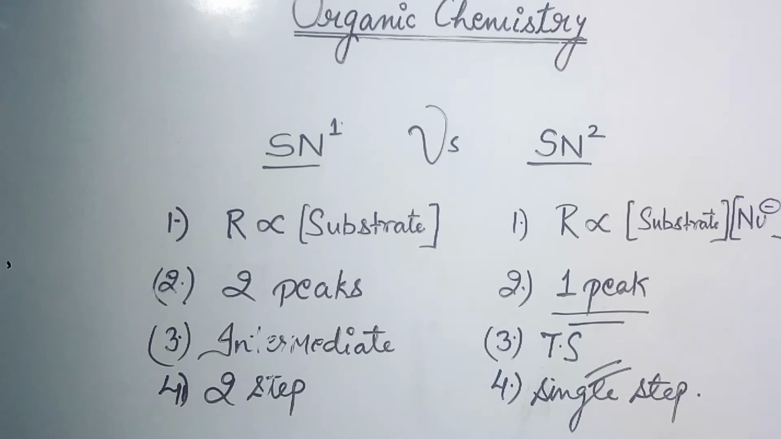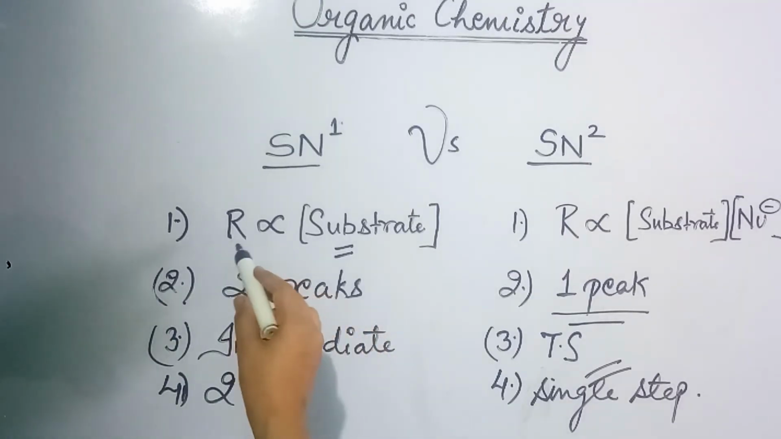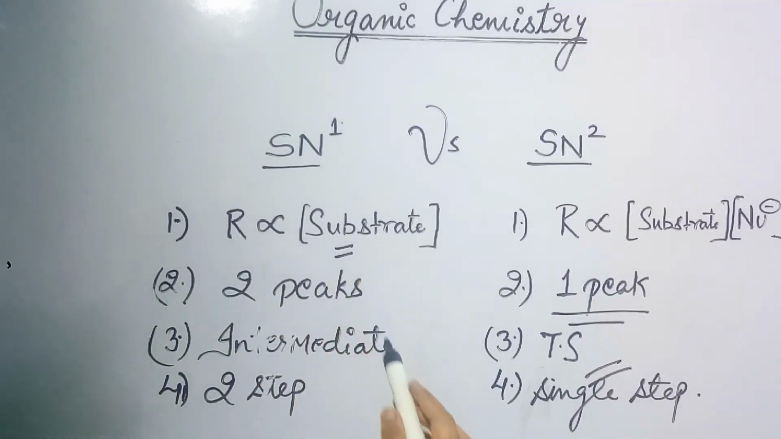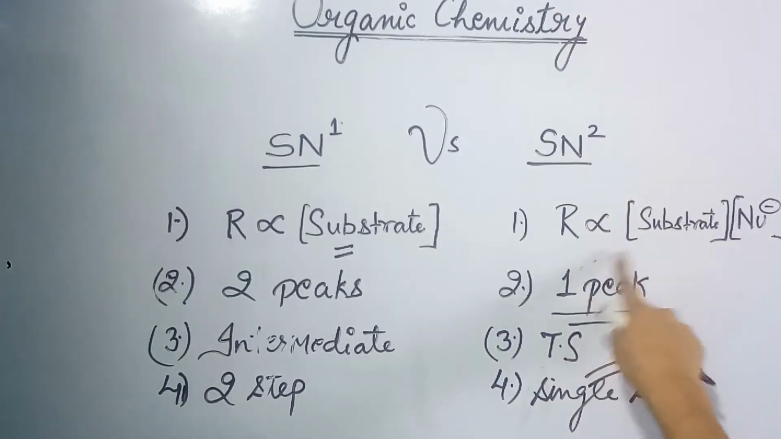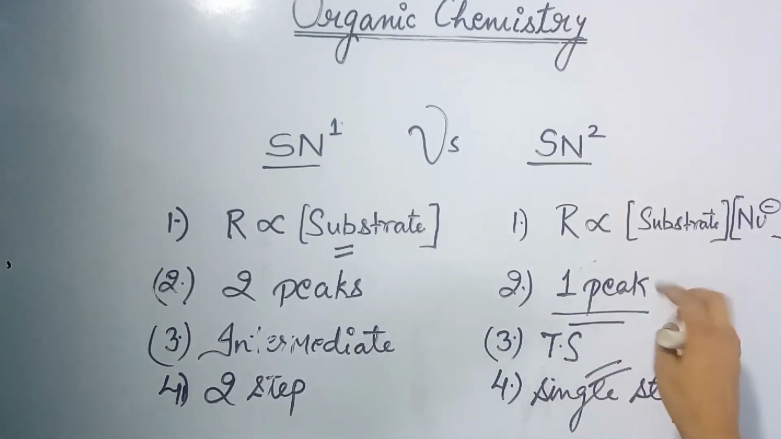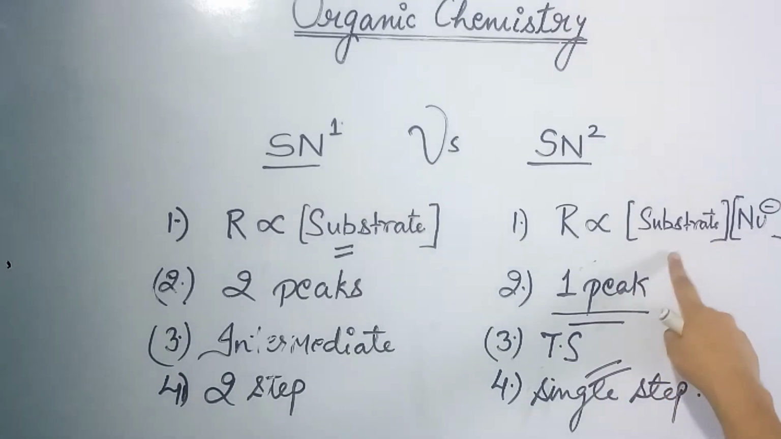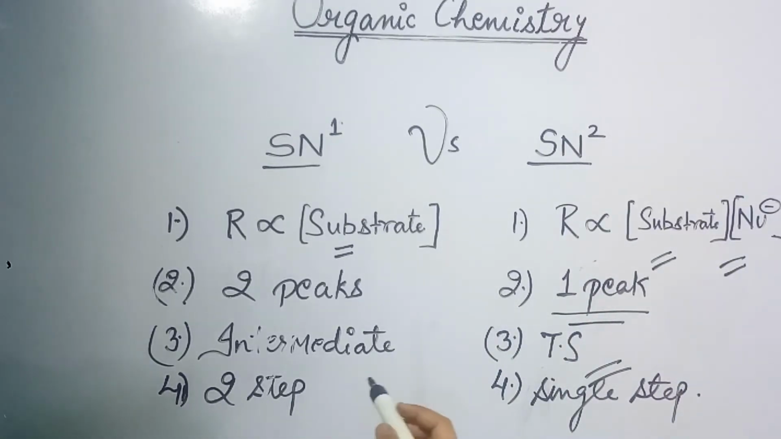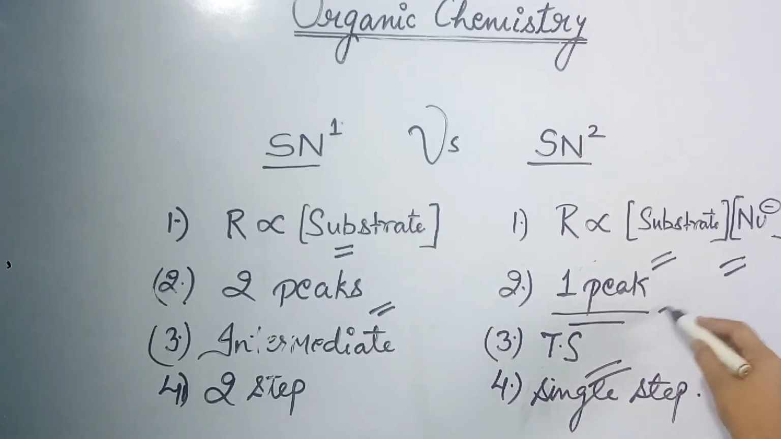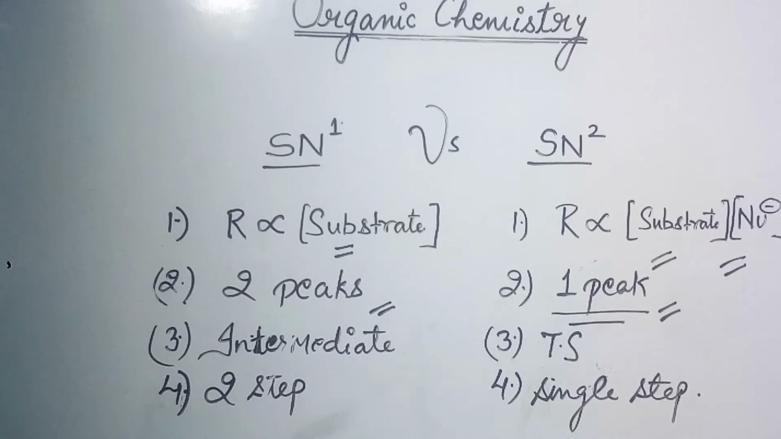Now comparing the SN1 and SN2 reactions, you have seen that only the substrate was taking part in the slow step. That is why the reaction rate depends on the substrate concentration. But in the SN2 reaction, you have seen that there was a single step and a transition state was forming, and nucleophile and substrate were both in that step. That is why the reaction rate depends on both concentrations. The second is there were two peaks in the reaction profile diagram, and in this case there was a single peak.